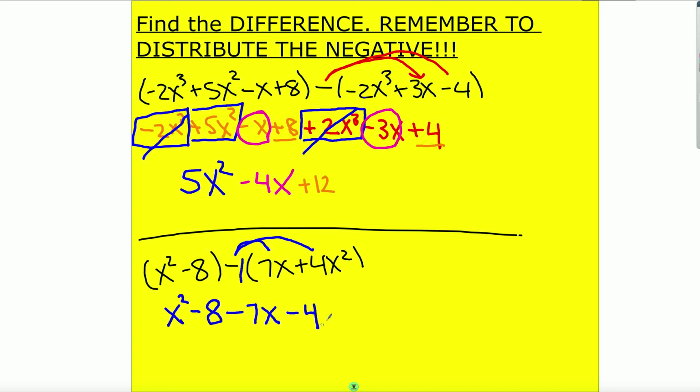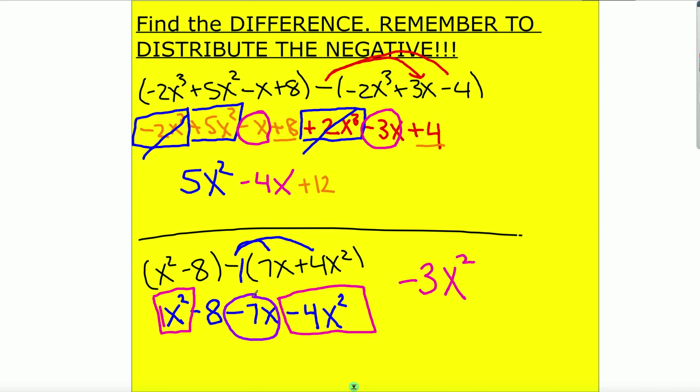And so once I've done that, this is now just a problem of combining like terms. I have 1x squared minus 4x squared. So 1x squared minus 4x squared is negative 3x squared. And I have negative 7x, and it is the only x to the first power term, so there's nothing to combine with. And then this minus 8, it's the only constant, so it's minus 8, and I'm done.